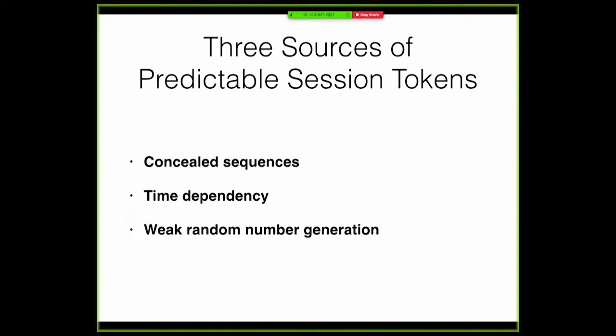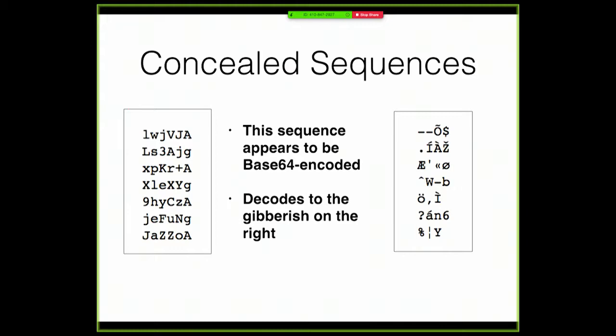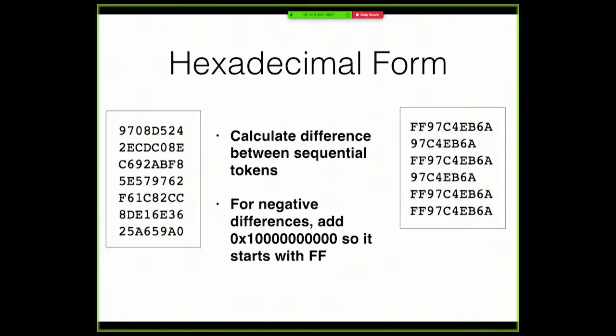So this is a concealed sequence. This appears to be Base64 encoded, and it decodes into gibberish if you use Base64, so that isn't getting you anywhere. But in fact, what you do is turn it into hexadecimal, and then it's just a numerical sequence. If you calculate the difference between sequential numbers, it's often the same number, and when it isn't, it's a large negative number, closely related to it. So this is just adding a large constant and rolling over, keeping the insignificant digits of a fixed jump up. So if you just add 100,000 so it starts with FF, you can see this is actually a linear sequence.